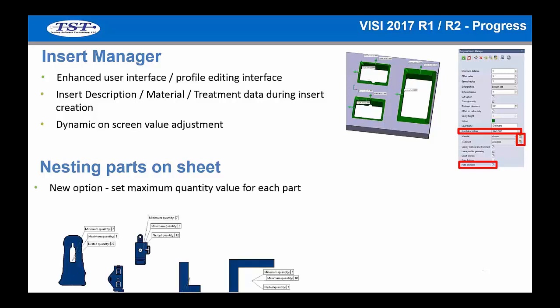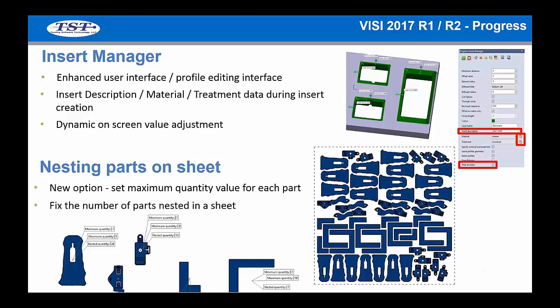So nesting some parts on a sheet, a new option to set maximum quantity value for each part. Fix the number of parts nested on the sheet, and you can see now it's laid out in the most efficient manner.